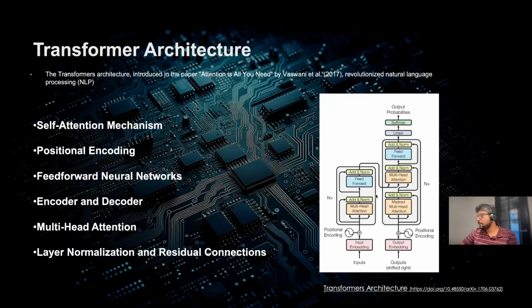Then comes the layer normalization and residual connections. These help stabilize training and ensure the model learns efficiently by allowing information to flow smoothly between the layers.